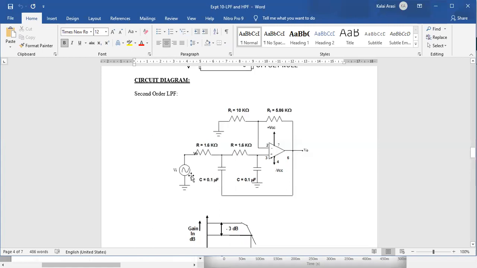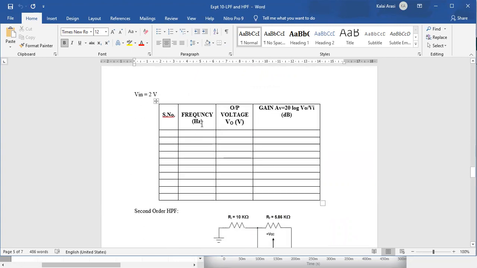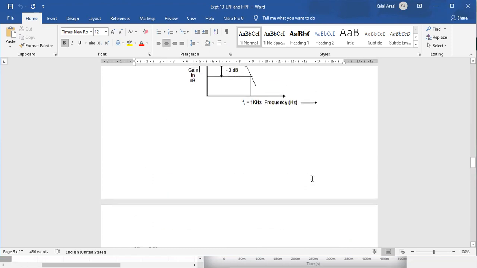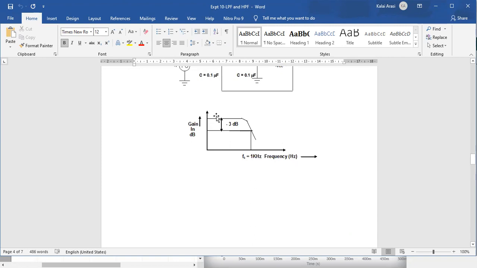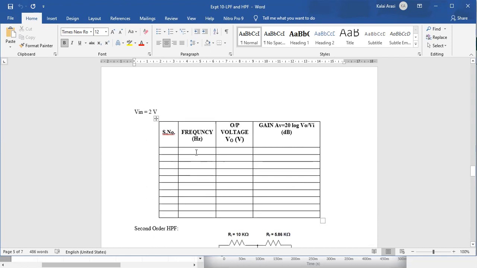So what you have to do, increase the different frequency, and you should take the output voltage at various frequencies. This is the response of the low pass filter. It's constant, then it decreases. You should keep on increasing the frequency: 50, 100, 150, 200, 500, 1000 kilohertz, like that, and note down the output voltage. Throughout that, the input is constant. Then you should calculate gain, which is 20 log Vo by Vi.